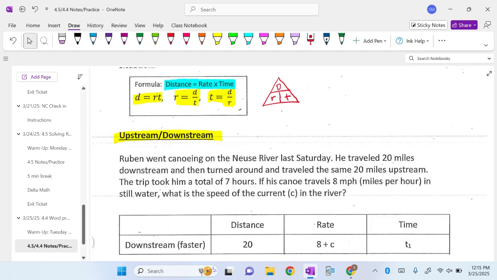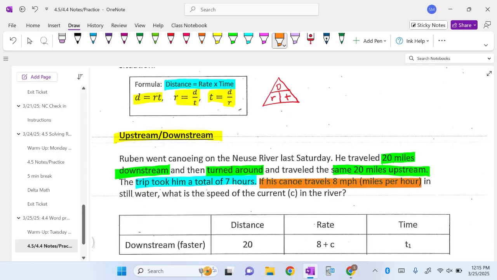So, Reuben went canoeing on the Neuse River last Saturday. He traveled 20 miles downstream and then turned around and traveled the same 20 miles upstream. The trip took him a total of 7 hours. If his canoe travels at 8 miles per hour in still water, what is the speed of the current of the river?